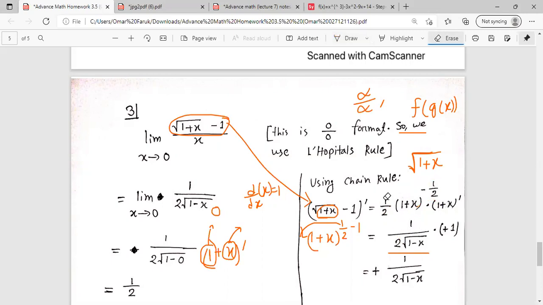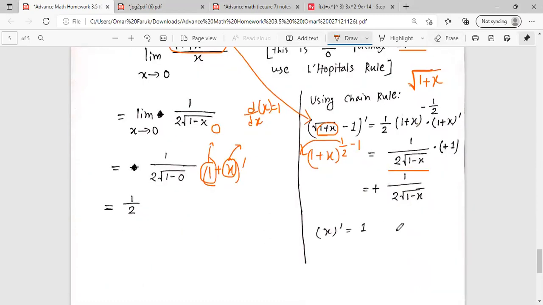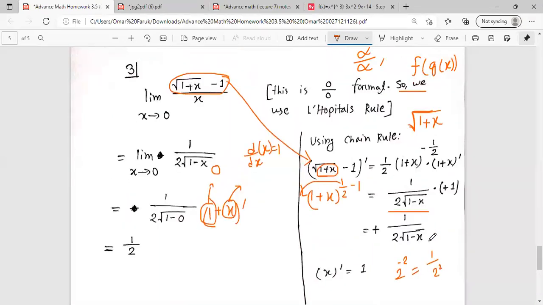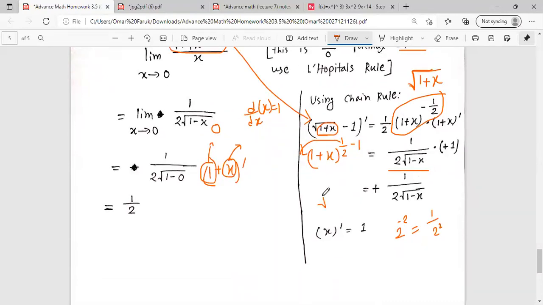Please repeat again, Omar. So we know that 2 to the power minus 2 means 1 by 2 square, right? So we have 1 plus x to the power minus 1 by 2. And for minus 1 by 2, we know that half means root.